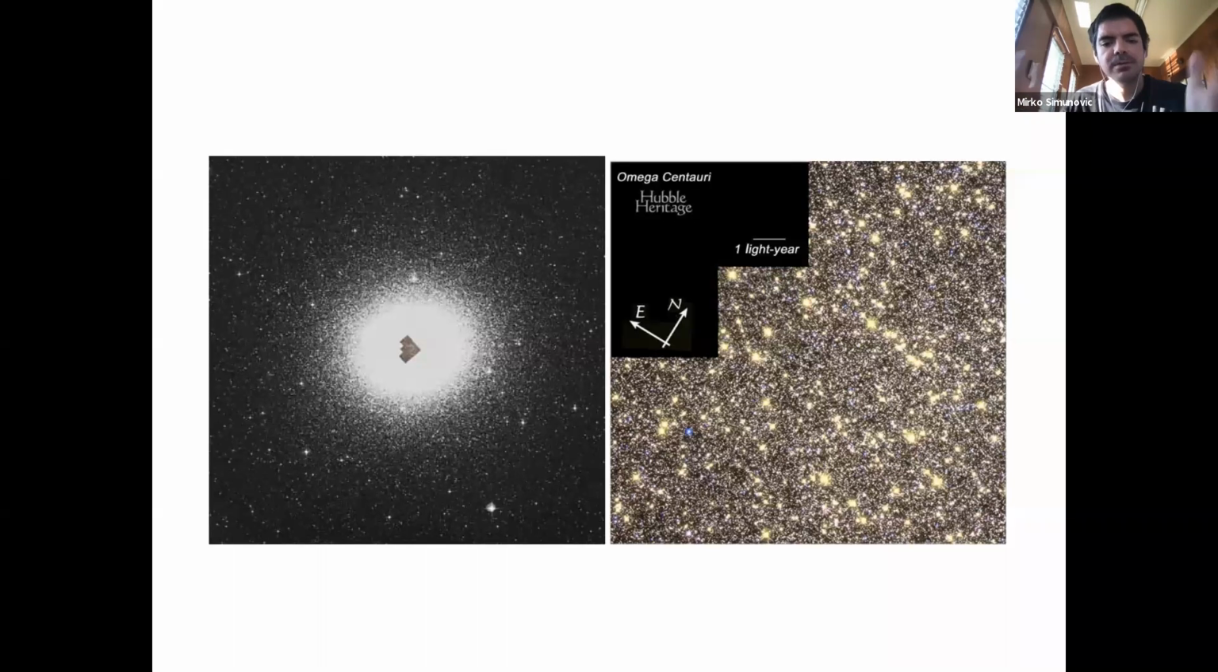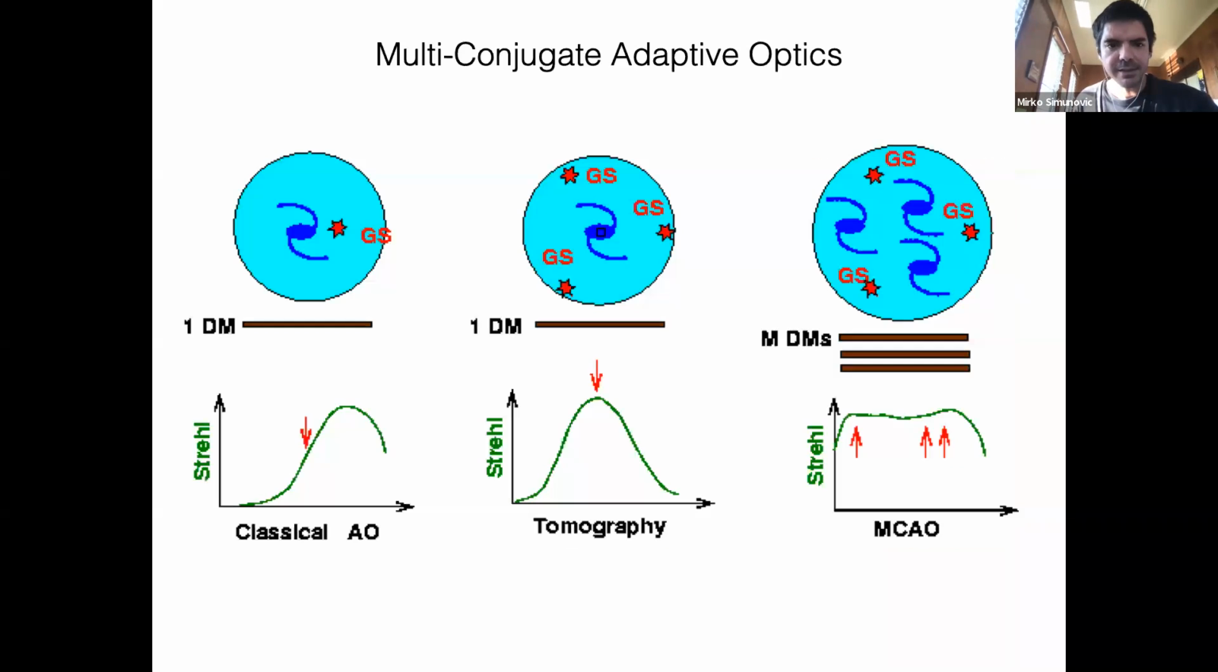But we have a way of getting close to this from the ground, so we don't have to go to space anymore. We can actually do this from the ground, and that's when adaptive optics comes into play. You already saw the animation, right? You shoot this laser, you create this artificial star, and that's how you can calibrate for the perturbations of the atmosphere. So we have three types of AO that I'm showing here. We have classical AO, AO meaning adaptive optics, of course. You have the tomography type of AO, and you have multi-conjugate adaptive optics.